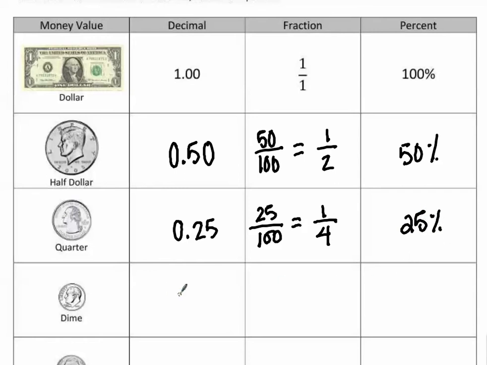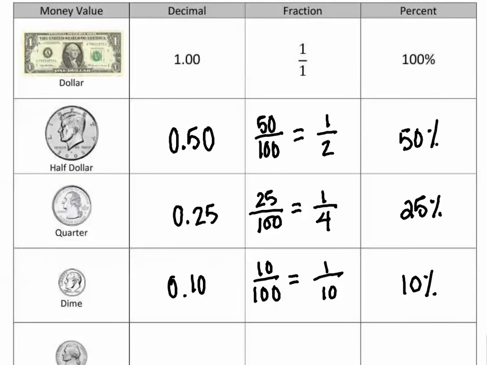For a dime, that's 10 cents, or 10 hundredths. 10 cents out of a dollar, or 10 out of 100. If you have 10 cents, you can simplify that to 1 over 10 because you have 1 dime, and 10 dimes make a dollar. If you have 10 cents, you have 10% of a dollar.